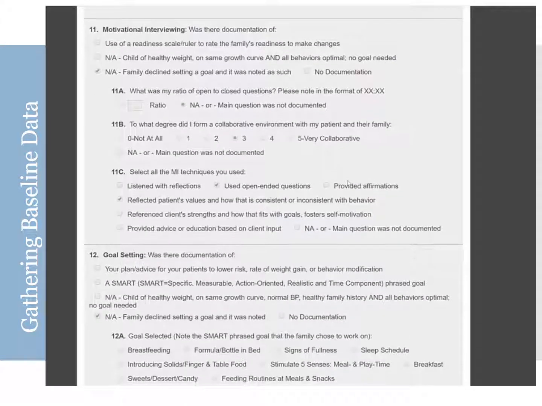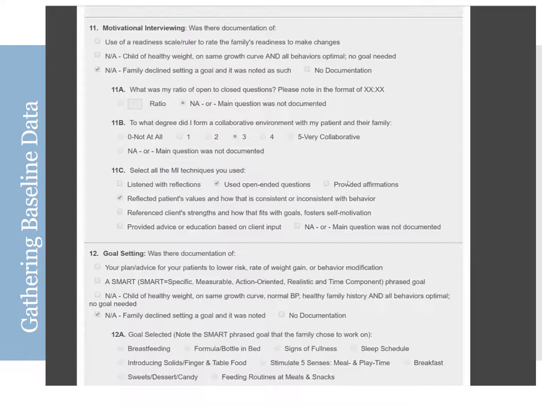The final elements were motivational interviewing, goal setting, and goal follow-up. Something to pay attention to with these components are the use of the not applicable options. So to count for motivational interviewing, if it's appropriate to do it with the family, you're going to have to select, if you've done it, use of the readiness scale or ruler to rate the family's readiness to make changes. However, the child, and not in this example at least, may be of healthy weight, on the same growth curve, and all their behaviors are optimal. So there wasn't a goal that's needed. You could select that option.